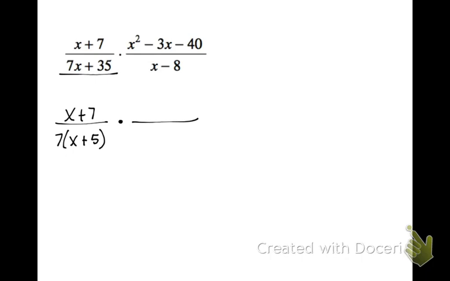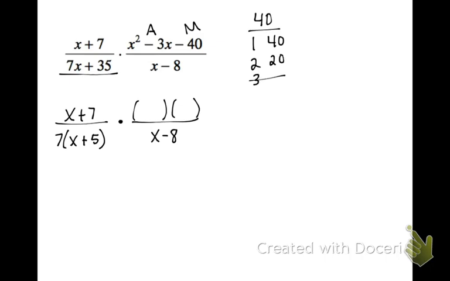For the right side here, I know that x minus 8 is not going to simplify at all. And then the top part I can factor. So I'm saying what multiplies to negative 40 and adds to negative 3. If I write out my factors of 40, I get 1 times 40, 2 times 20, 3 doesn't go into 40, 4 times 10, 5 times 8, 6 doesn't go into 40, 7 doesn't go into 40, and I'm back up to 8. Okay, so which of these could potentially add to negative 3?